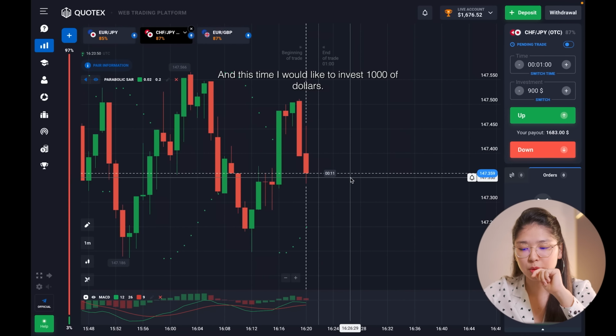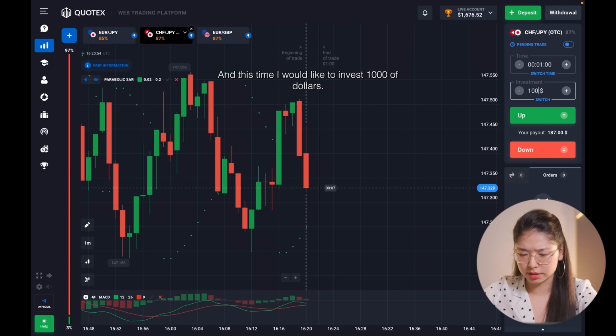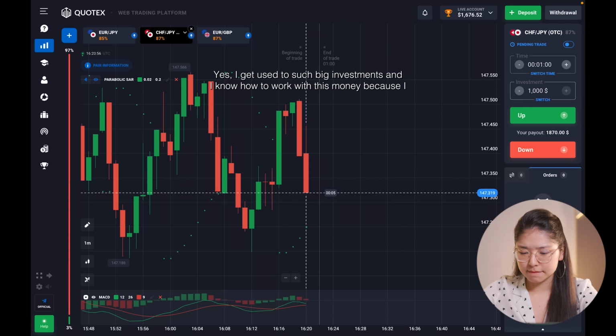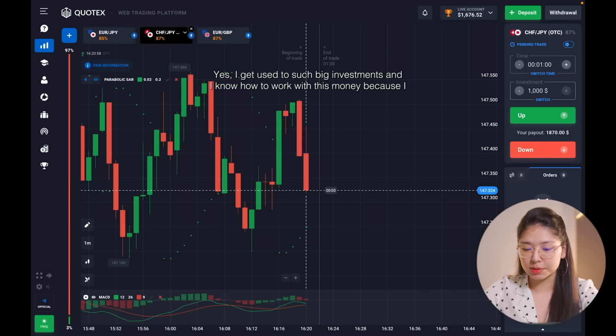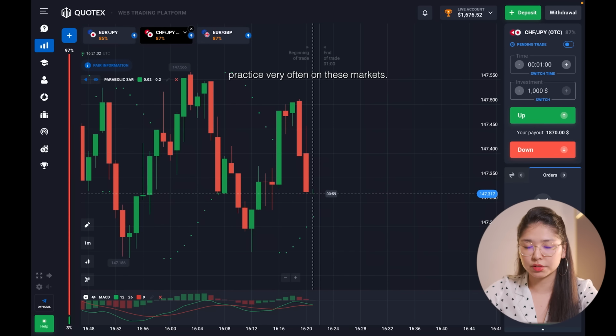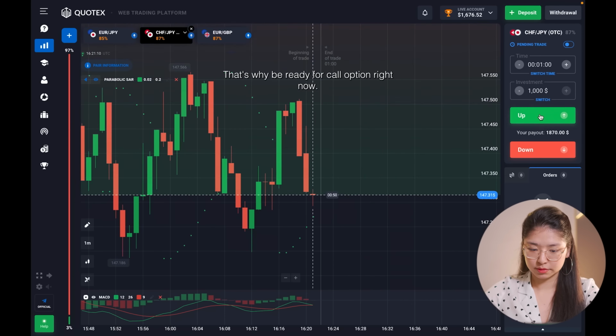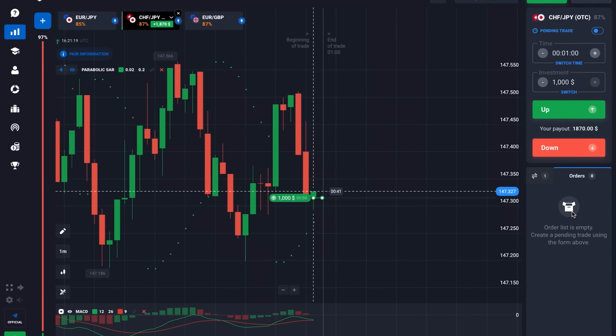So guys, and this time I would like to invest $1,000. And yes, I get used to such big investments, and I now have to work with this money because I practice very often on these markets. And from this point I see a really good moment to enter this deal, and that's why be ready for call option right now.